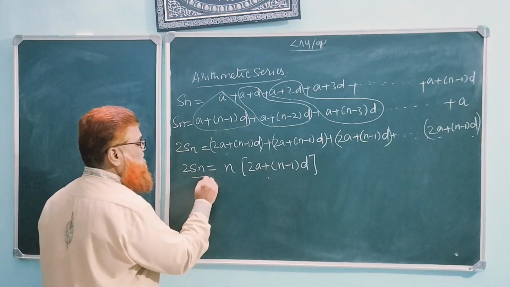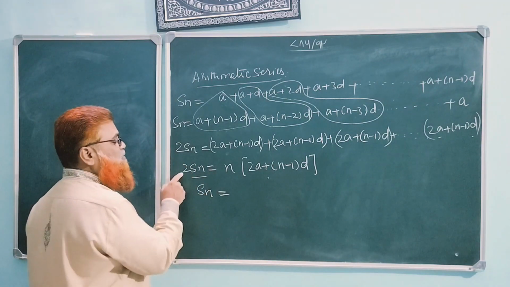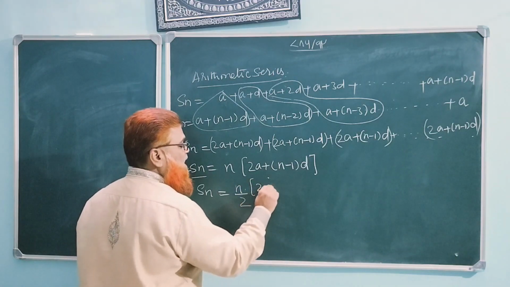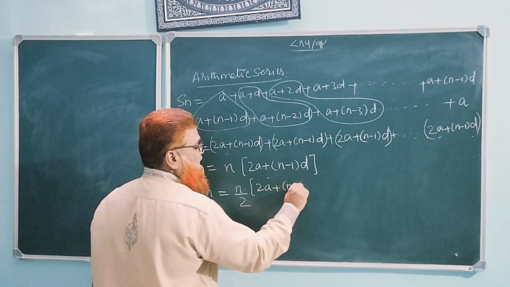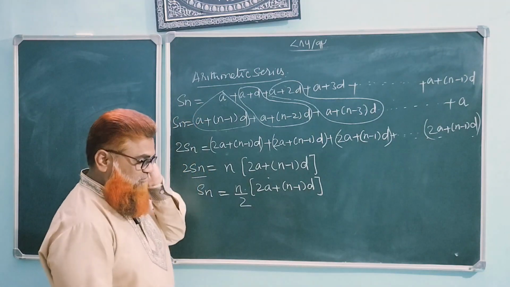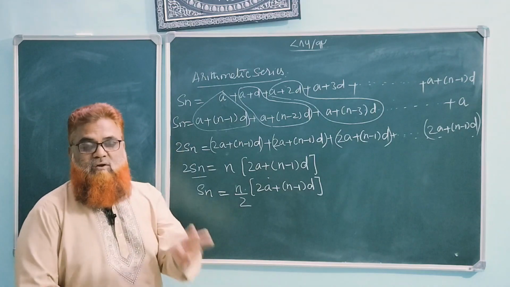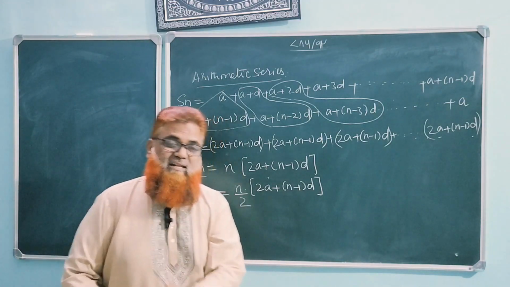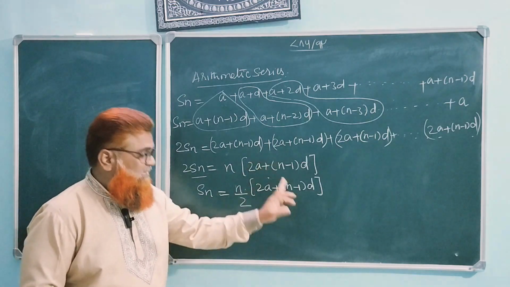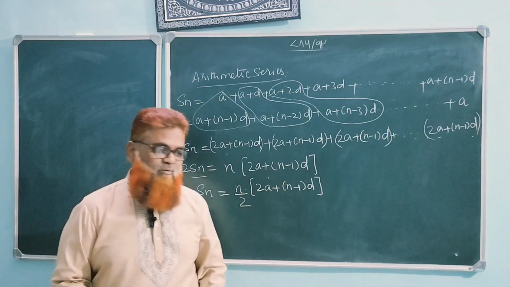But we want the sum of n terms, Sn. We want only Sn, so 2 goes to the denominator: n divided by 2, (2a plus (n minus 1) into d). This is the formula for the sum of n terms of an AP whose first term is a, common difference is d, and there are n terms in total. n by 2, (2a plus (n minus 1) into d). Is it very simple now?